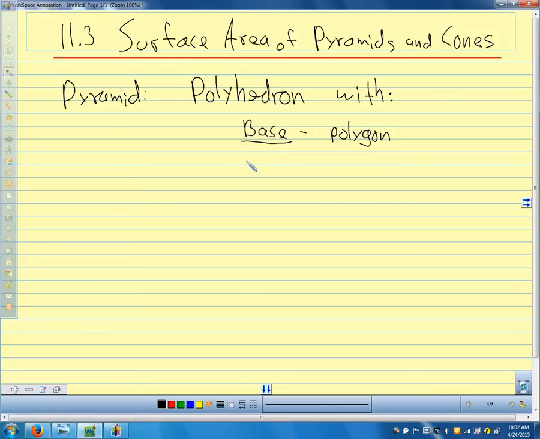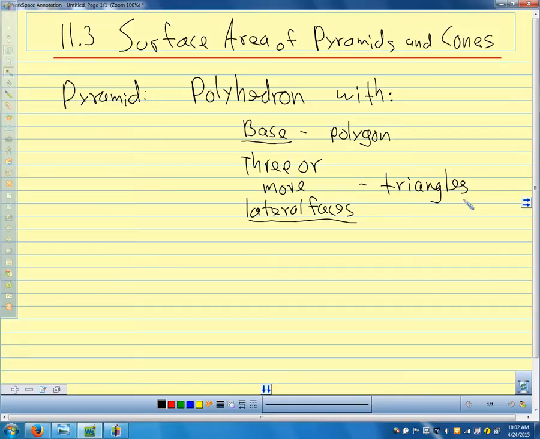It has 3 or more lateral faces. Lateral just means side. So what shape are the sides of a pyramid? These are triangles. And why do we say 3 or more? So what's the smallest polygon that we have? Triangle with 3 sides, and we put another side on each of those, so we get 3 lateral faces.